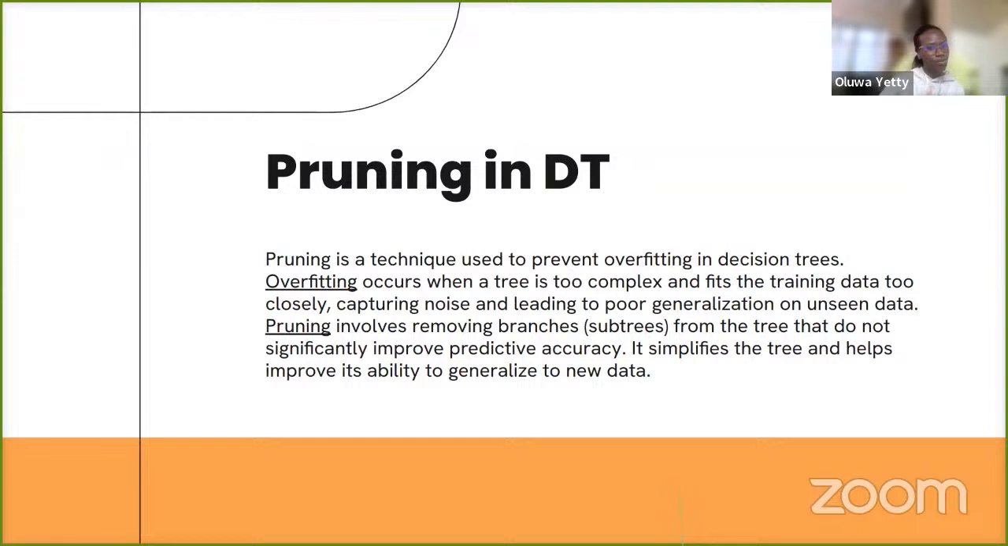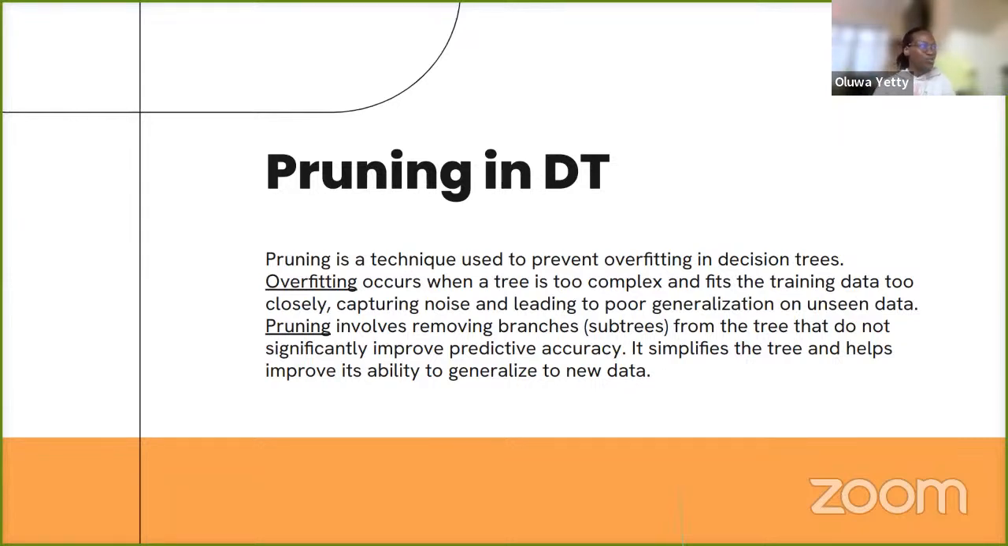So pruning is what we do in decision trees, and it's basically a technique that is used to prevent overfitting in your decision trees. As I mentioned earlier, overfitting occurs when the tree is just so complex because it's high dimensional and it captures too much noise and can only fit the training data. It can't work on unseen data.